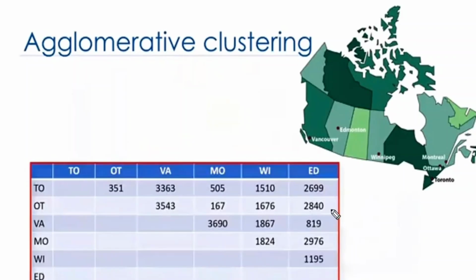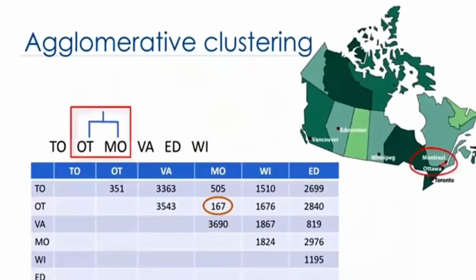Now here I have this one. Out of all of these, which ones are very close to each other? Which part has the lowest value? OT and MO. This part, right? This is the least one. So first you combine these two into one: OT and MO.